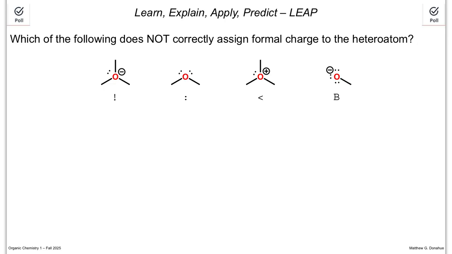So I think we have time to do this one. Question mark, colon, less than, or B. I don't know why it looks like that, but which one's not correct? So that one is not correct. The second one is the neutral bonding pattern. The third one is when oxygen has 3 bonds, 1 lone pair, it's positive. The last one is 3 lone pairs, 1 bond, it's negative.